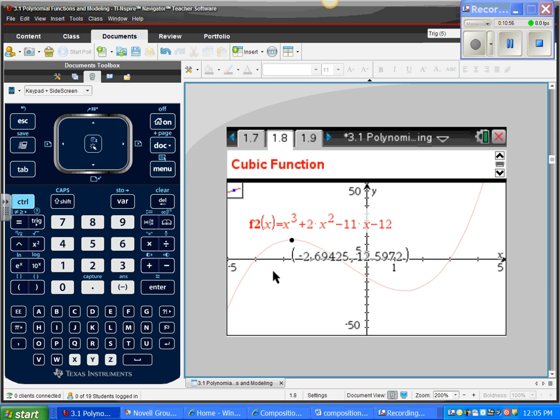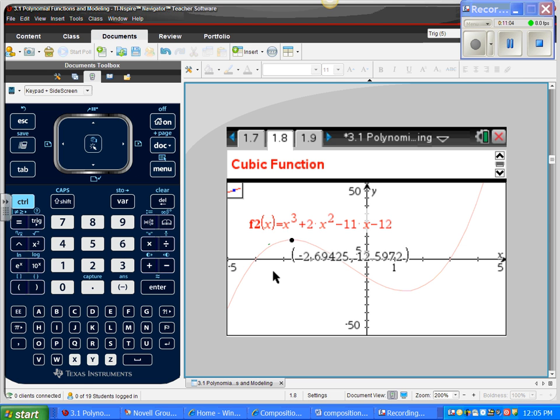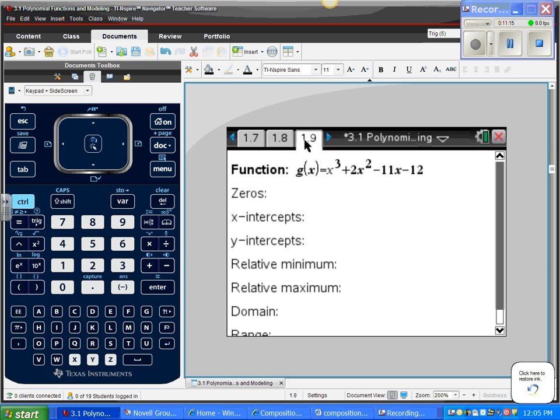Domain is all the x values that are being used, so we are going from -infinity to +infinity. We're using all x values. And our range, same thing. This is shooting down to -infinity, whereas this is going up to +infinity. So your range is going to be from -infinity to +infinity as well. So let's get that information down on the next page.